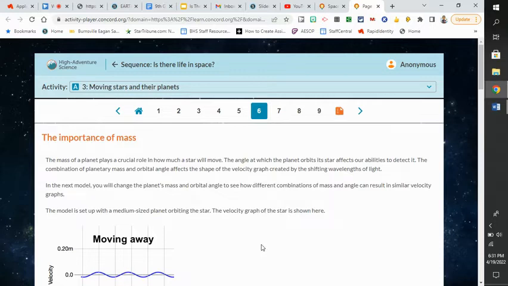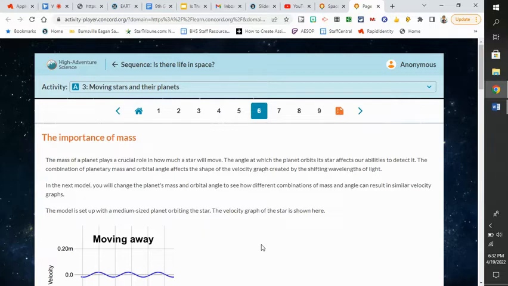Part 6 is called The Importance of Mass. The mass of a planet plays a crucial role in how much a star will move. The angle at which the planet orbits its star affects our abilities to detect it. The combination of planetary mass and orbital angle affects the shape of the velocity graph created by the shifting wavelengths of light. In the next model, you'll change the planet's mass and orbital angle to see how different combinations of mass and angle can result in similar velocity graphs.